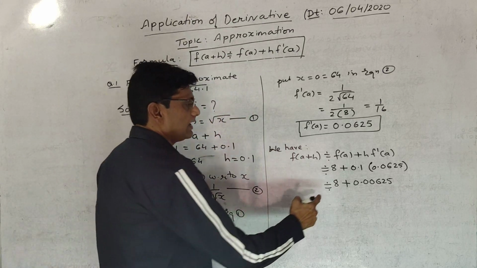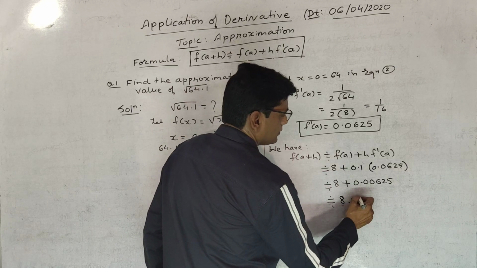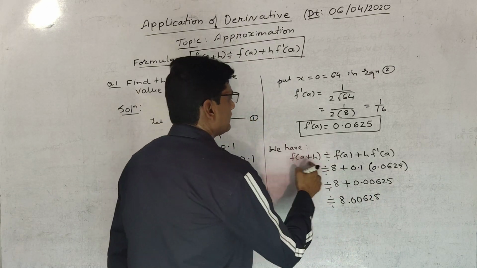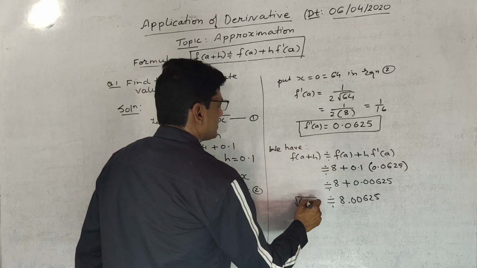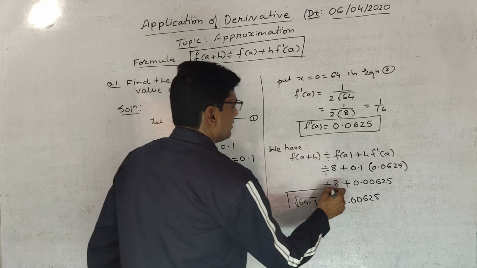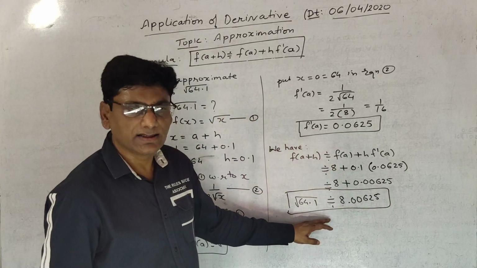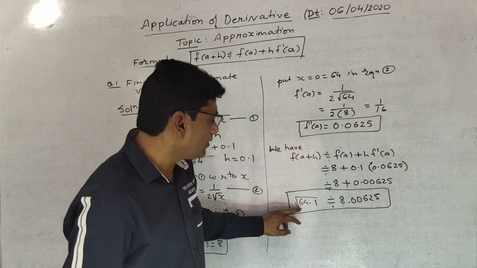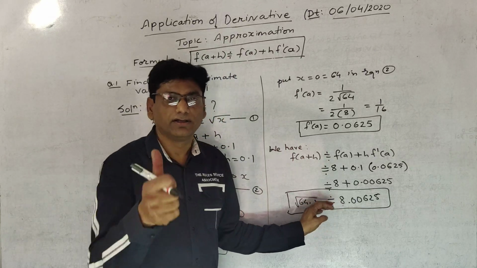Now we will add these two terms. It will come out to be 8.00625, and this one is our function. Our function was under root of 64.1, and this is our answer. We got this answer, and it is the approximate value of under root of 64.1. So got it? Done.